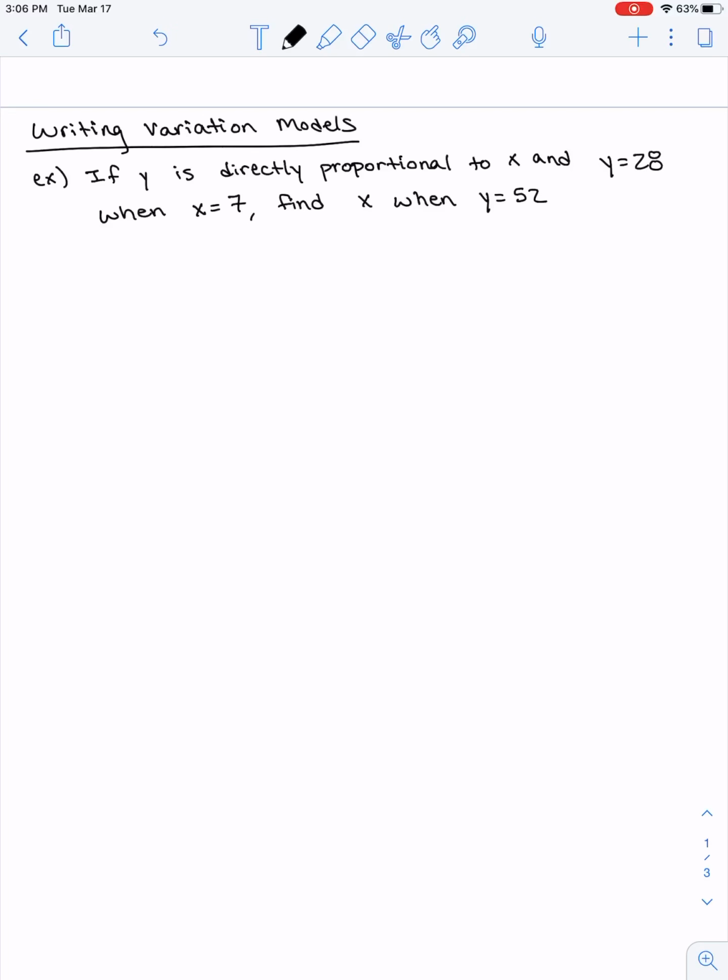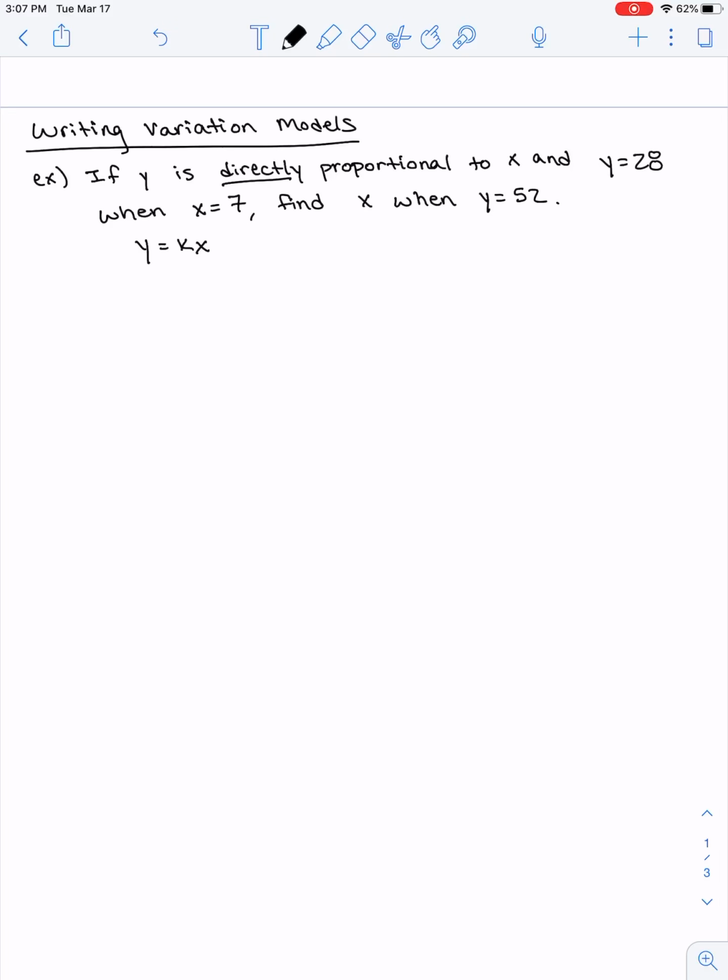So the first thing that you'll want to do is write your variation model. The key word in this one is the word directly, so we know that this is directly proportional. So we can say that y and x, y is equal to k times x. So that is our direct proportion or direct variation model.